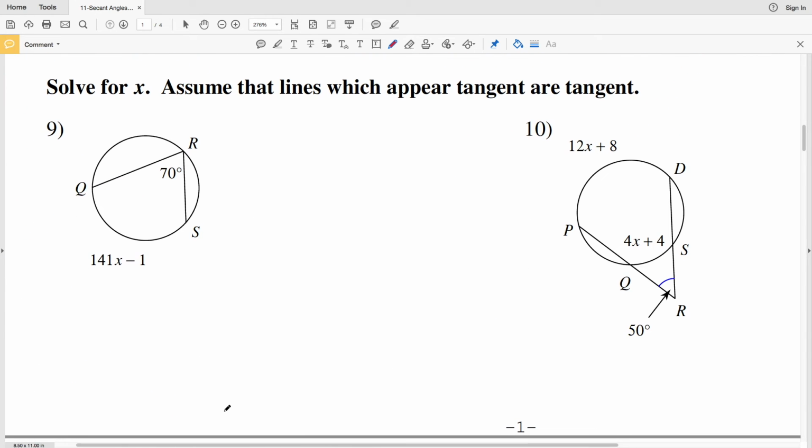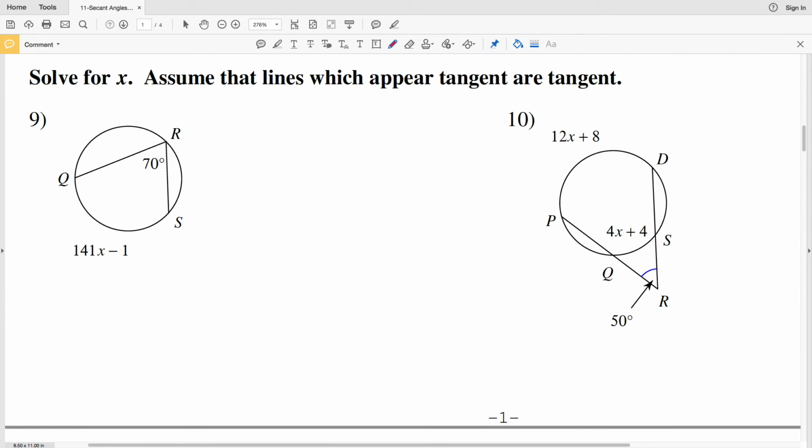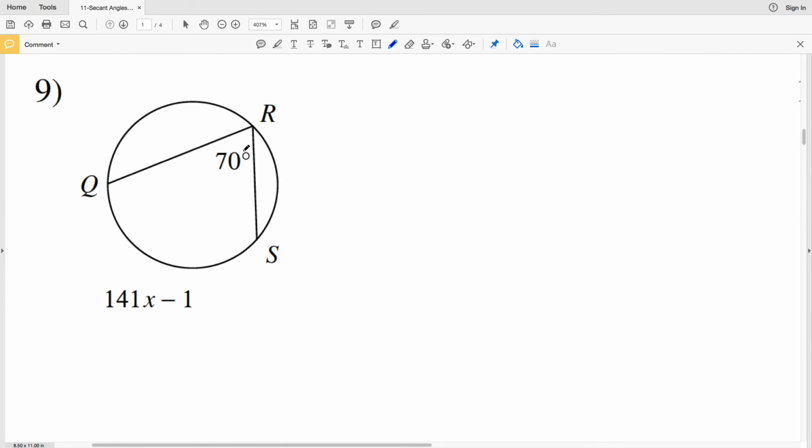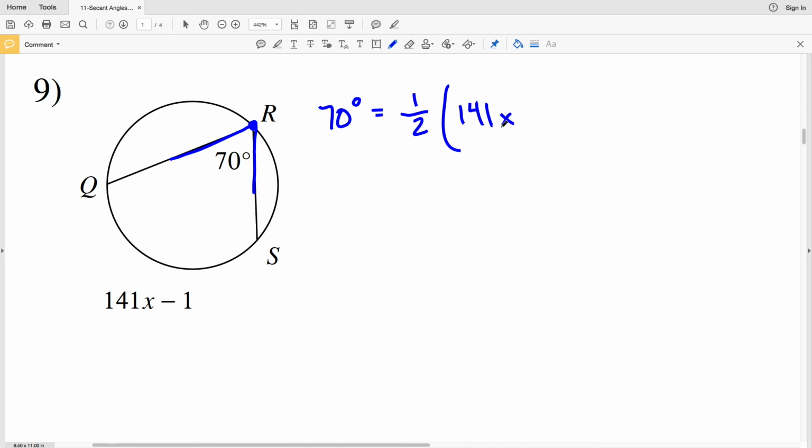Now in the rest of this video, I'm going to finish out the first page. Our directions for this next section are to solve for x and assume that the lines which appear to be tangent are tangent. And number 9, since the chords intersect on the edge of the circle, they form an inscribed angle. So 70 degrees is going to equal, that inscribed angle will equal half the measurement of the intercepted arc of 141x minus 1.